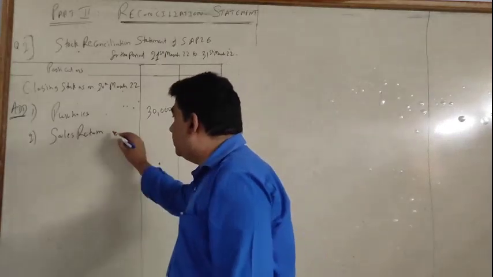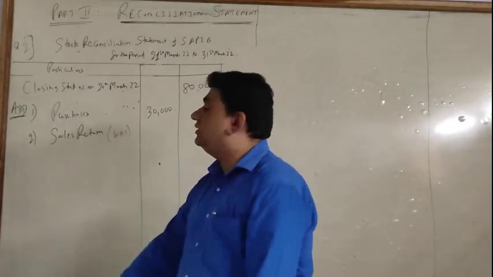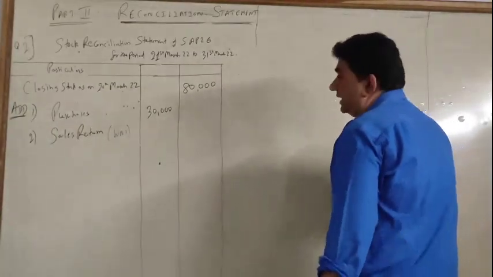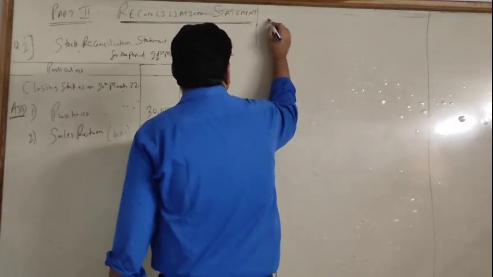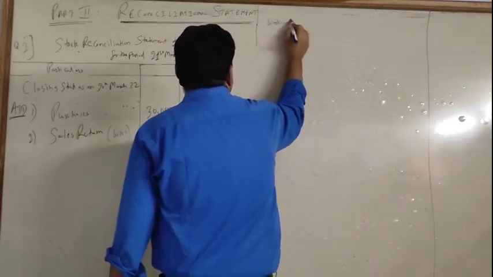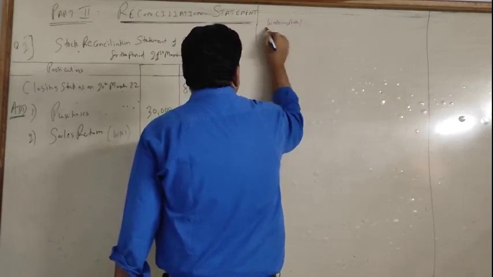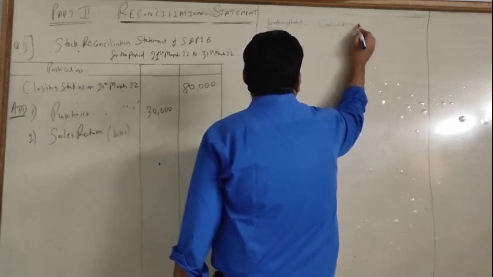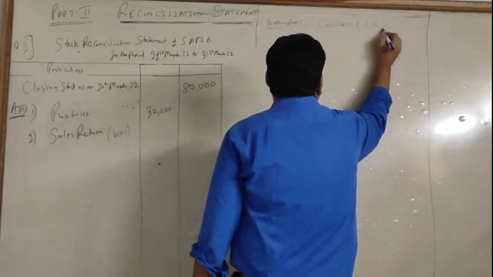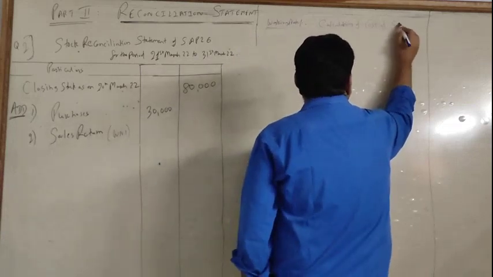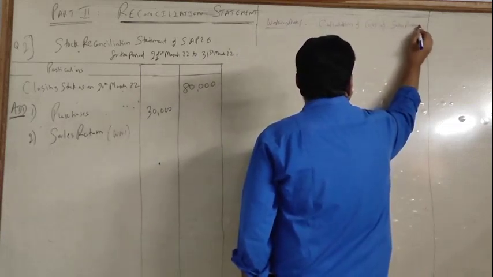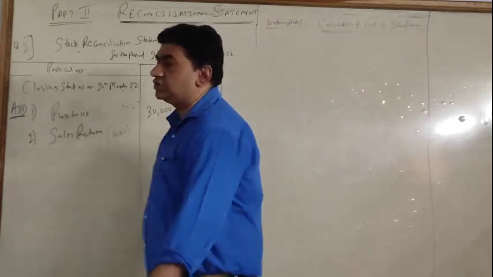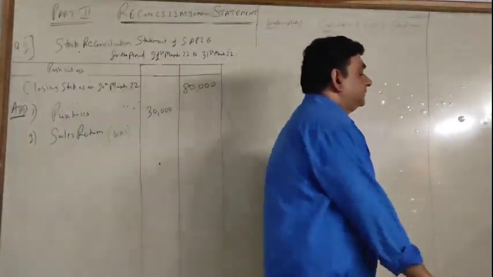I'll have to make a working note, put in brackets, working note number 1. You'll make it below the statement, I'm doing it on the right side. Working note number 1, heading will be calculation of cost of sales return.